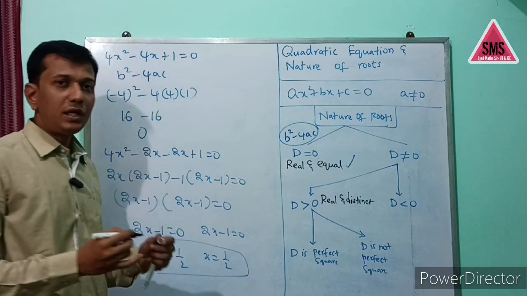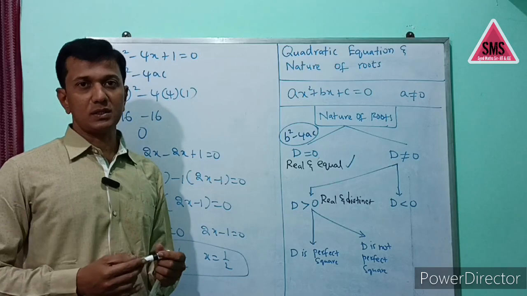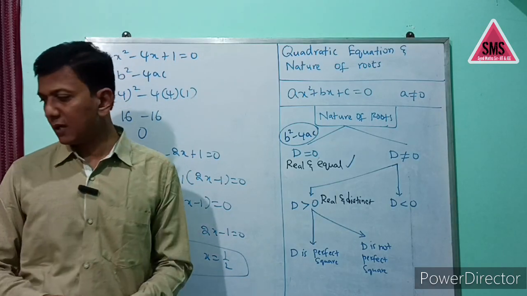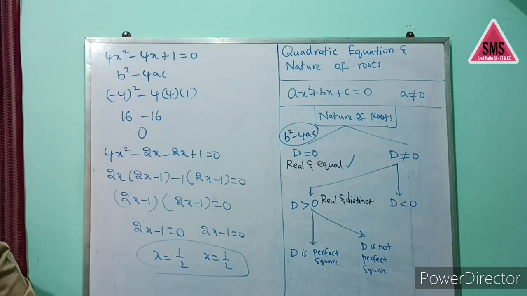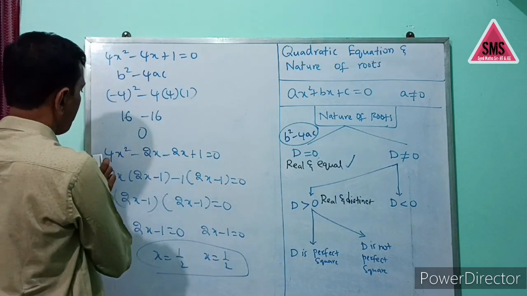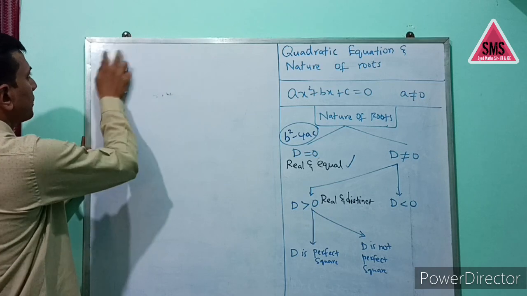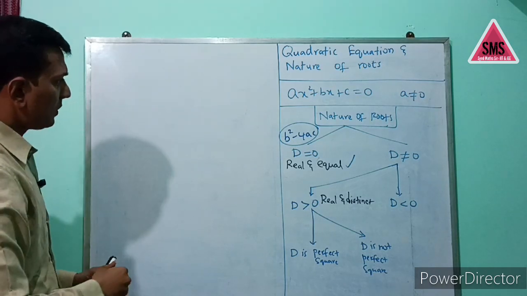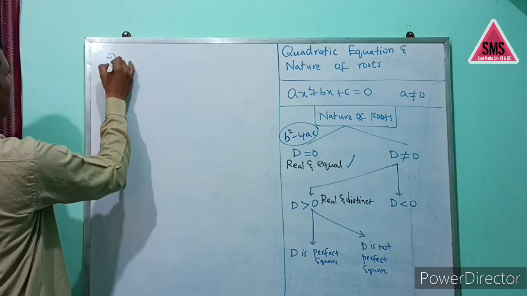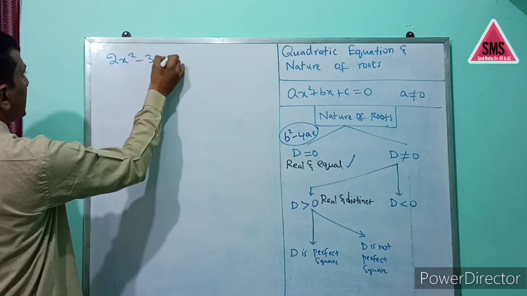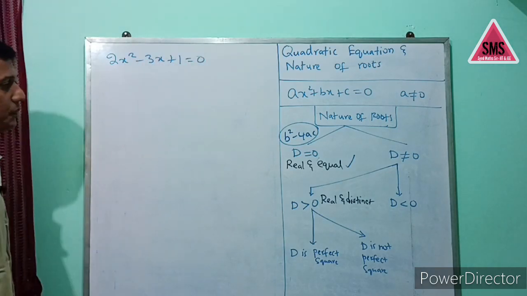What is the meaning of distinct roots? Different roots, not the same roots. Different roots we are going to get. Let us see with the help of one example. We have to verify: 2x square minus 3x plus 1 equals 0.